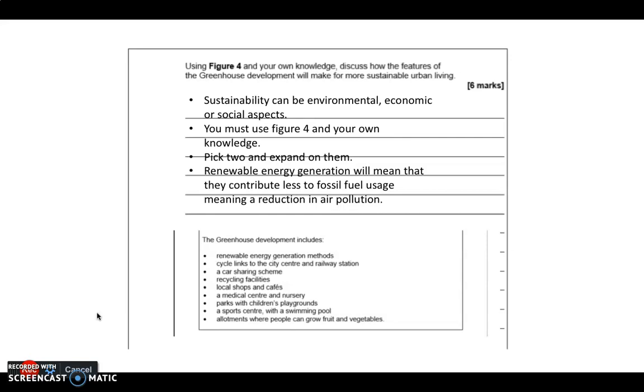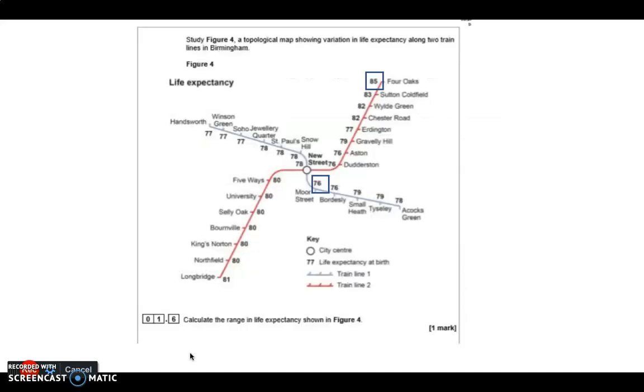A sports centre with a swimming pool, it could be that's about people's health and fitness, so making sure you've got a healthy workforce. Again, that's part of that social aspect. Allotments where people can grow fruit and vegetables. Again, that's a social, environmental and an economic sustainable aspect. So just expand on each of those, pick a couple and expand upon those. It's really straightforward to answer.